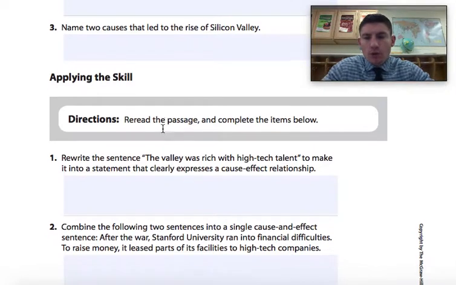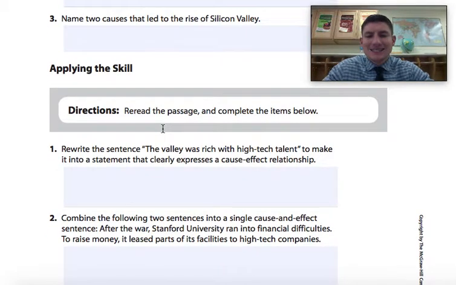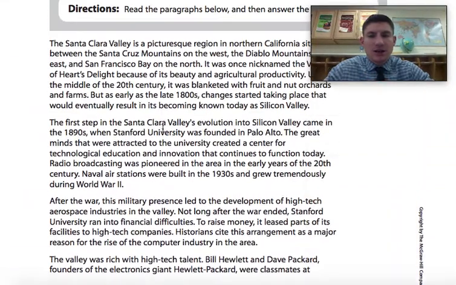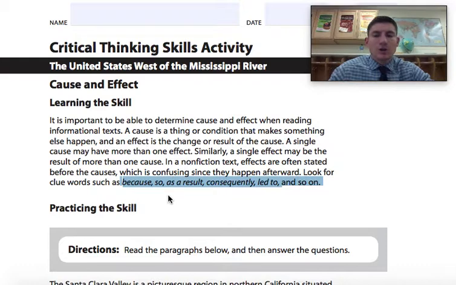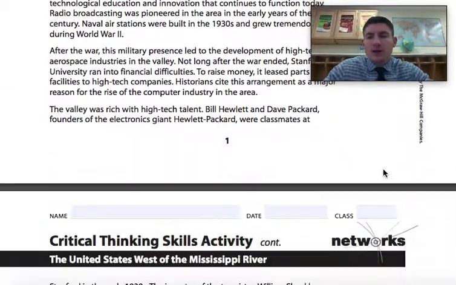Number 1 says, rewrite the sentence, the valley was rich with high-tech talent, to make it into a statement that clearly expresses a cause and effect relationship. Now here you're going to look to use one of the words that was presented in our practice portion and in this part of your instruction, the learning. You should probably rewrite that to include because, so, as a result, consequently, led to, and so on. For example, it might sound like this. Because the valley was rich with high-tech talent, tech industries chose to be there. Oops, gave you an answer.